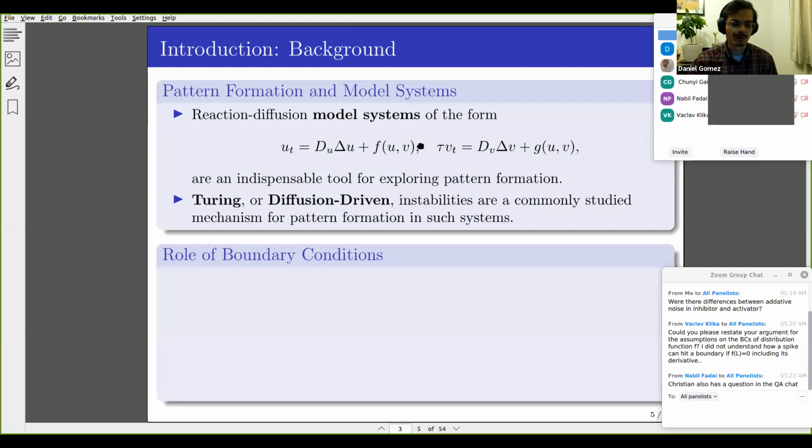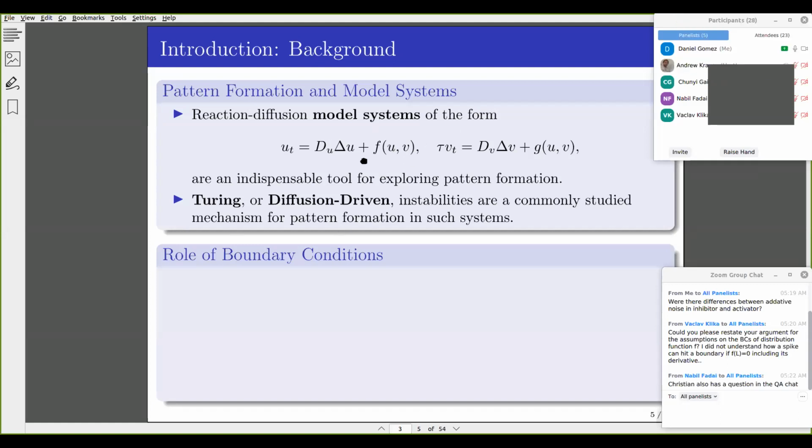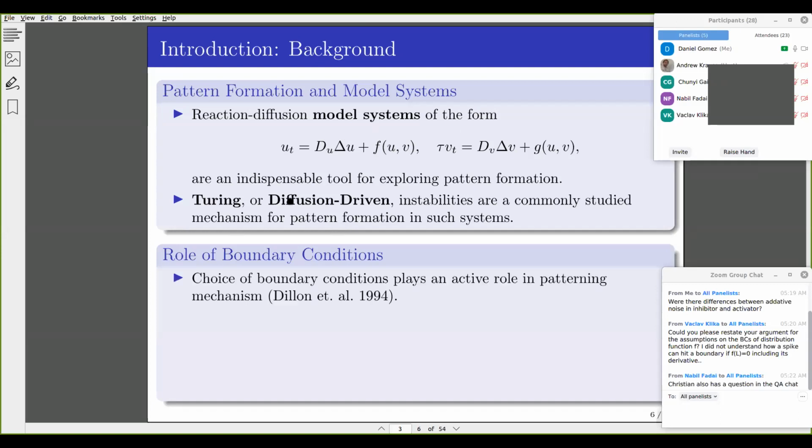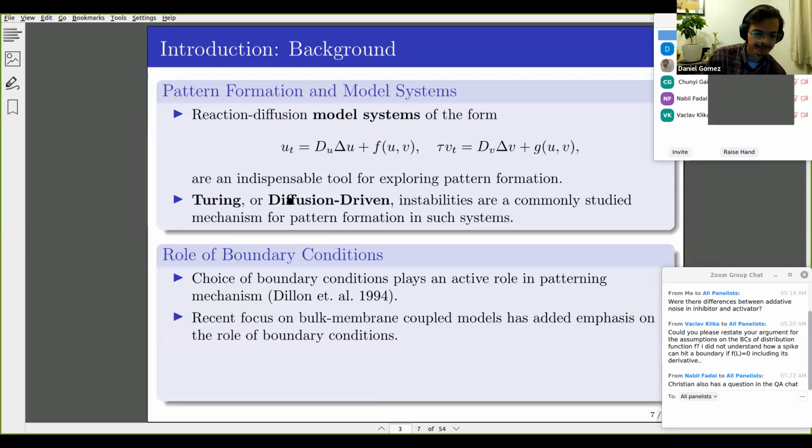Oftentimes what one assumes is that you have homogeneous Neumann boundary conditions in this problem. However, depending on your choice of boundary conditions, you can find that there are actually quite substantial differences in the types of patterns that result. This goes back to work by Dillon and others in the early 1990s.